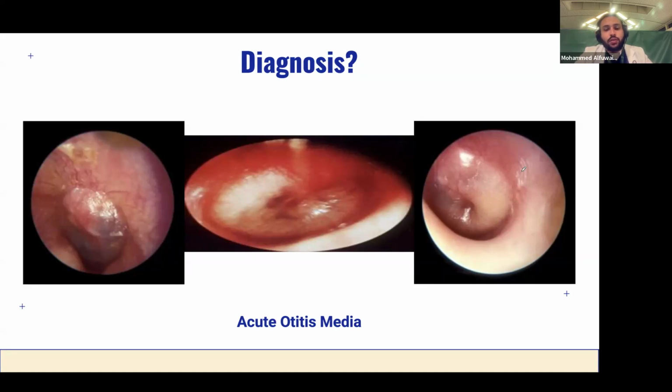You have 3 infectious organisms. What's the most common cause? Number 1 is Strep pneumo. Number 2 is Haemophilus. Number 3 is Moraxella catarrhalis. You need to remember this in detail.